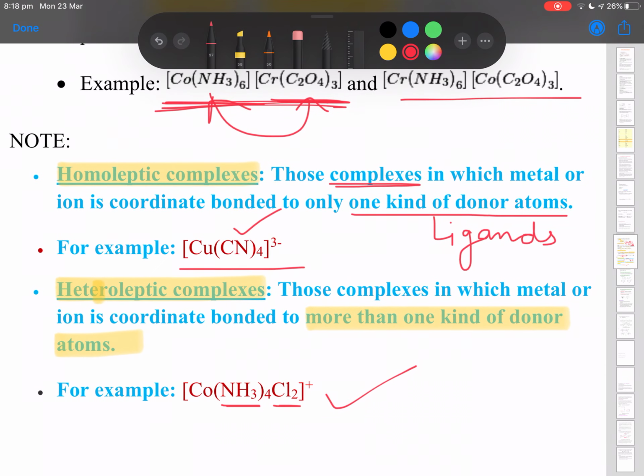Next, we'll be talking about stereoisomerism in the next video. So learn all these concepts well and also practice nomenclature again.